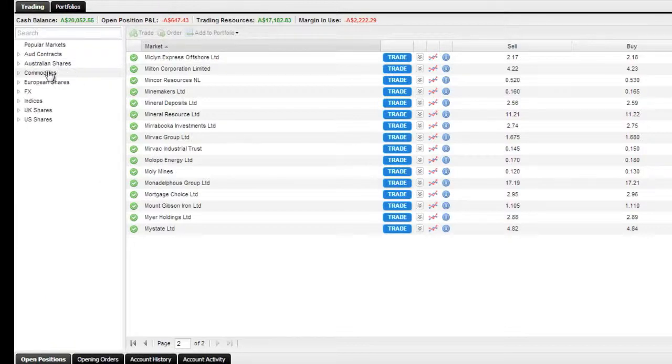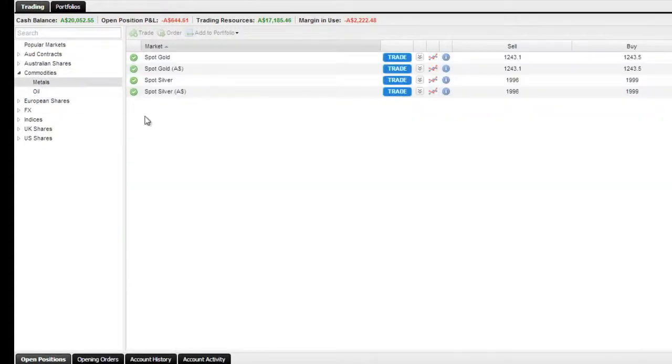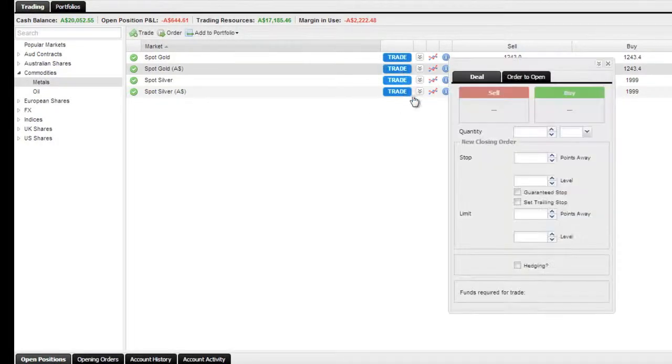Let's click that away. We've got commodities, and we've got metals and oil are the subtitles under there. If we have a look at metals, you can see there's spot gold. You can also trade spot gold with Australian dollars. So if we bring up the trade here, spot gold is usually traded in US dollars, but we can, with our platform, trade in Australian dollars, so we keep a good overview of how much risk we're putting on and what the potential profit and loss is in Australian dollars.